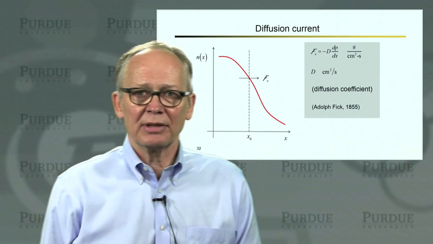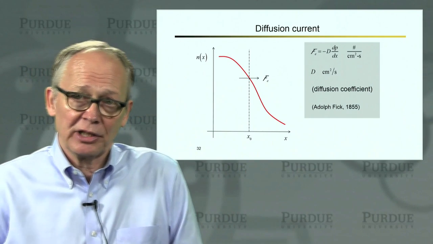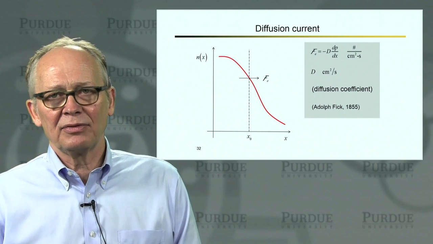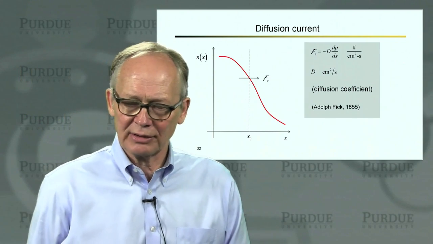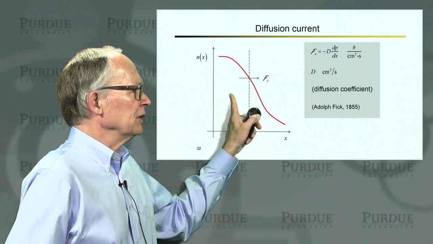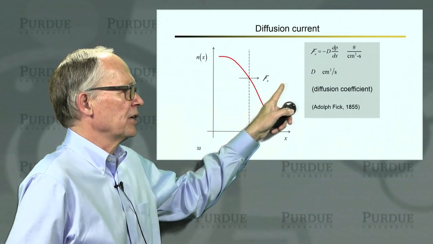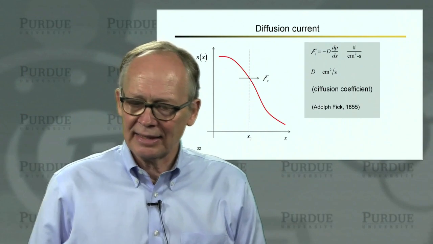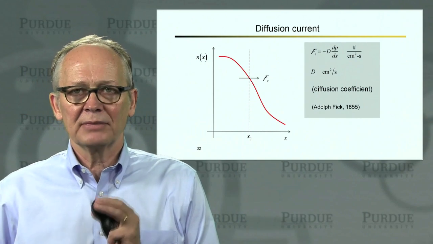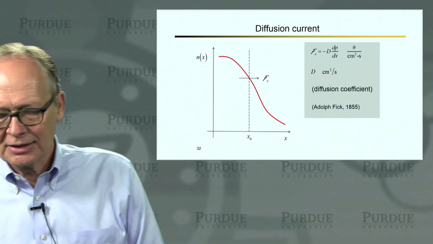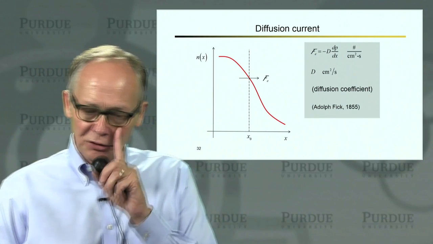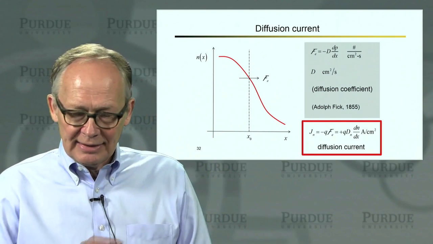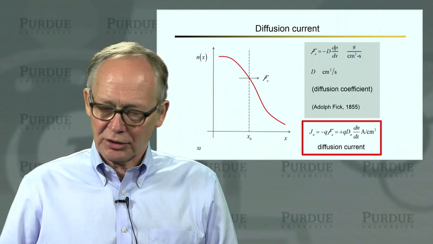Even if there is no electric field, even if the electrons weren't charged, whenever I have mobile particles in a concentration gradient, I'll have a flux of particles diffusing down the concentration gradient. This is Fick's law, which says that particles flow from high concentration to low concentration. The flux of particles, the number per square centimeter per second, is minus the diffusion coefficient times the gradient of the particle concentration. That diffusion coefficient has units of centimeters squared per second, and this is known as Fick's law of diffusion.